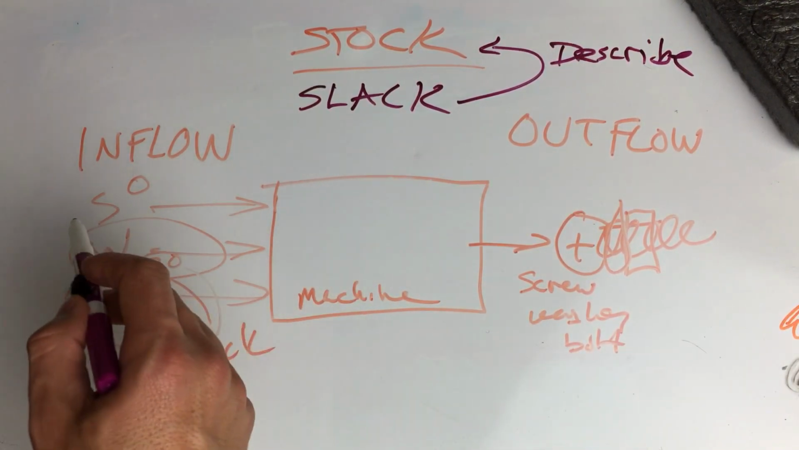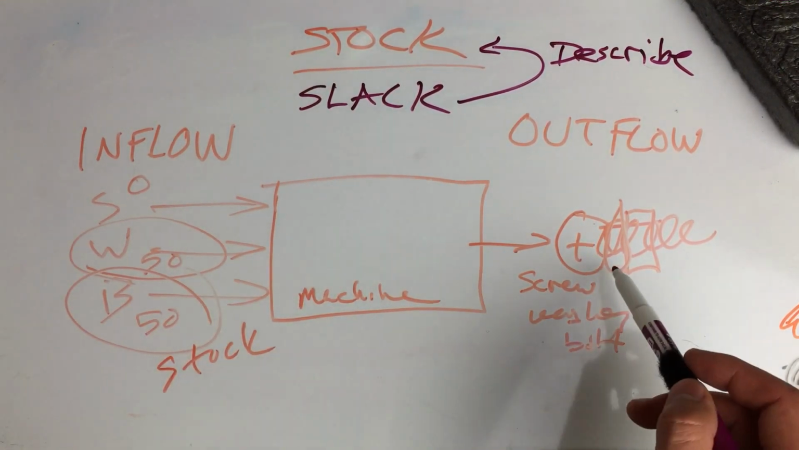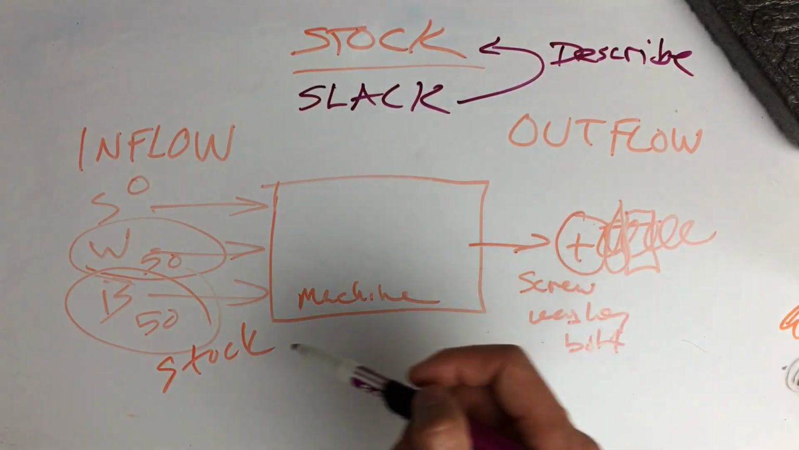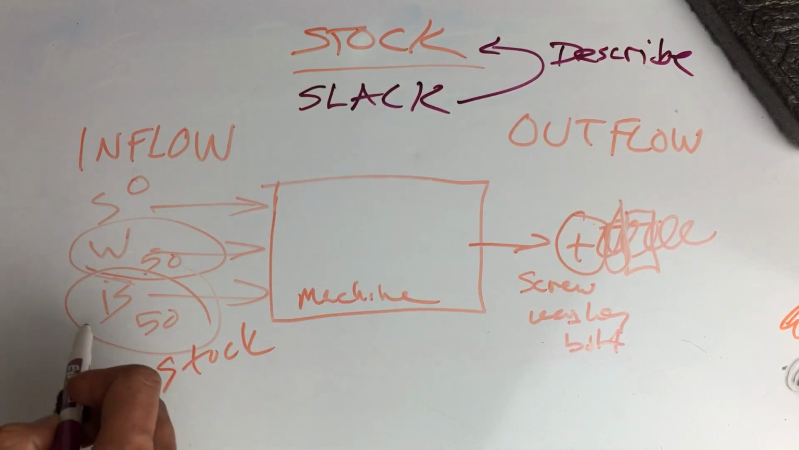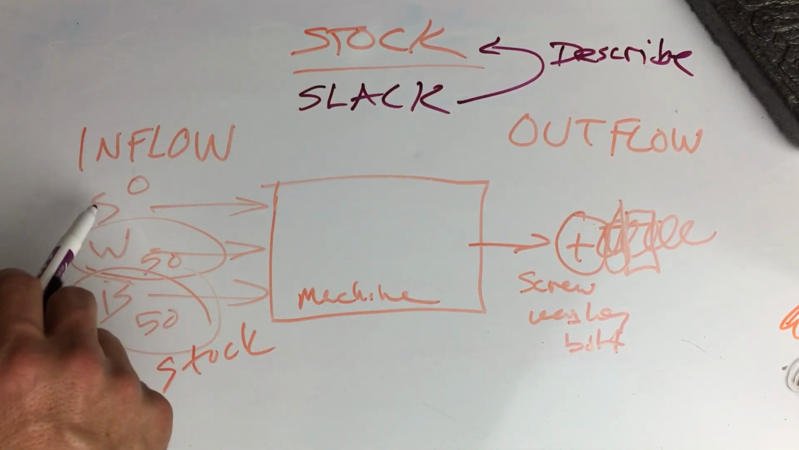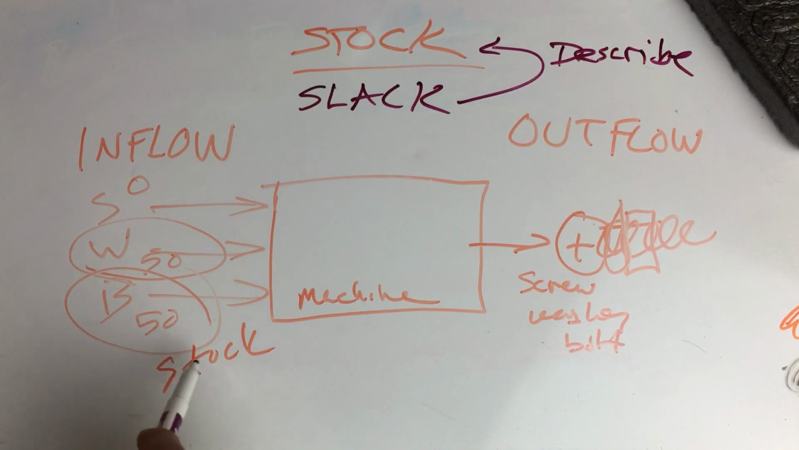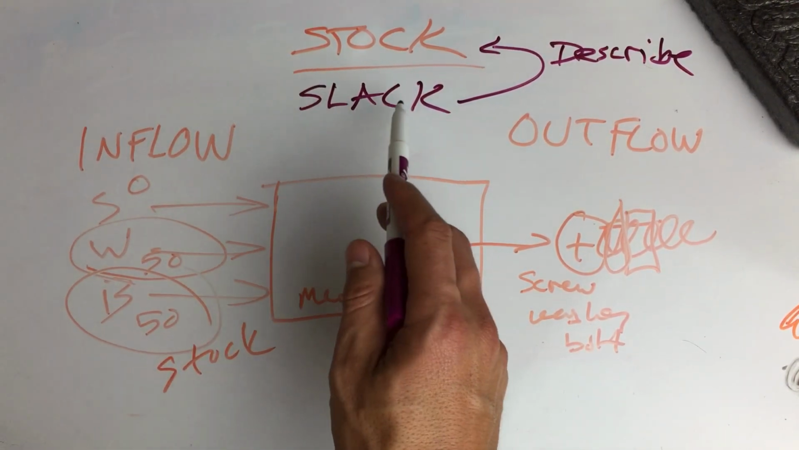Here's a machine that takes screws, washers, and bolts and turns them into a screw, washer, and bolt assembly. And I talked about having 50 washers over here and 50 bolts and 0 screws. These pools of resources, those are your stocks. And the slack is whether it's large or small.